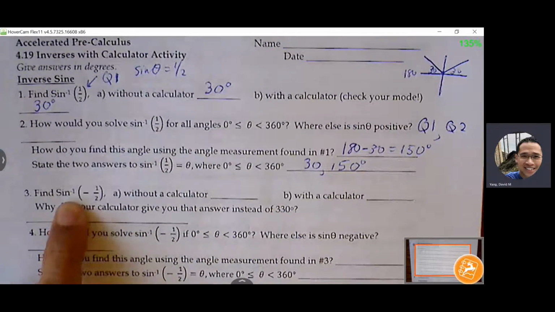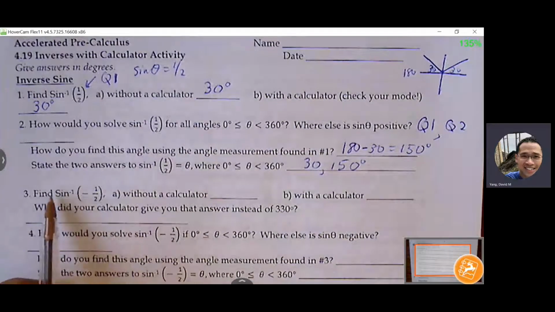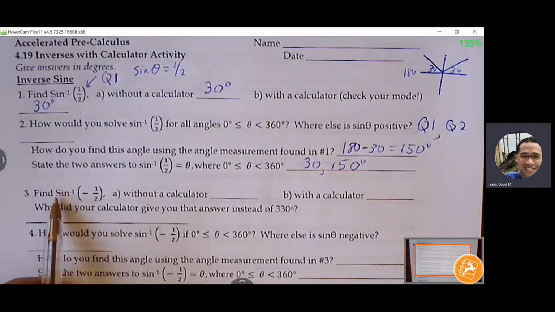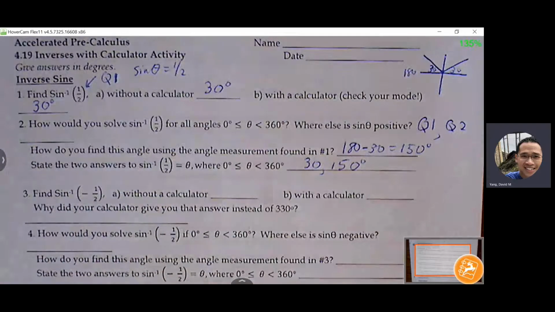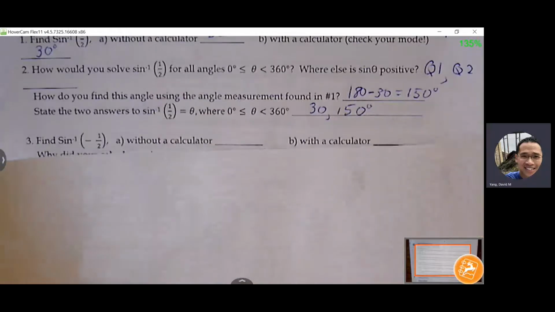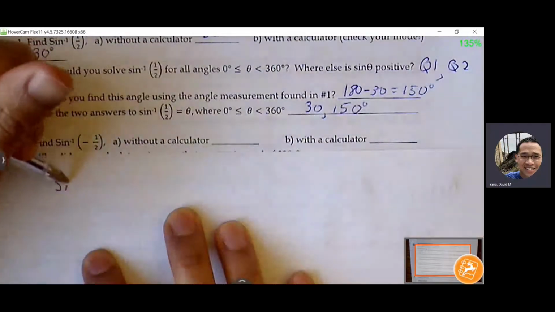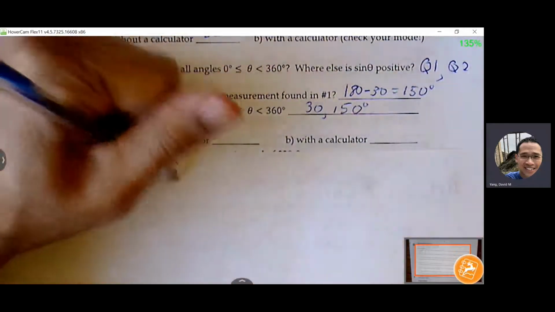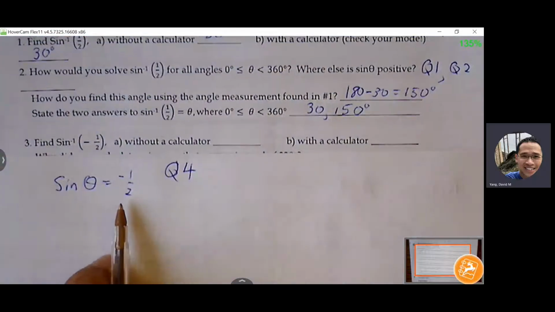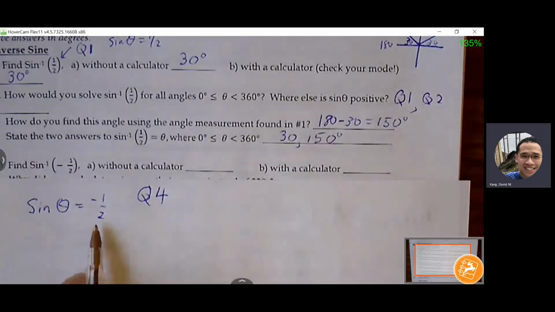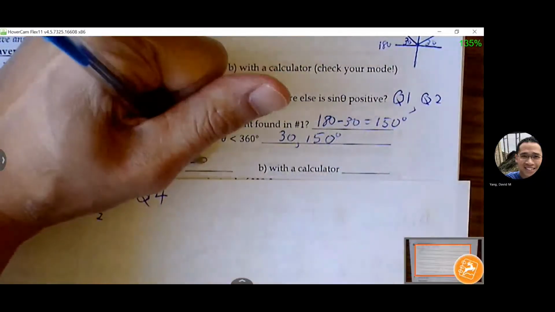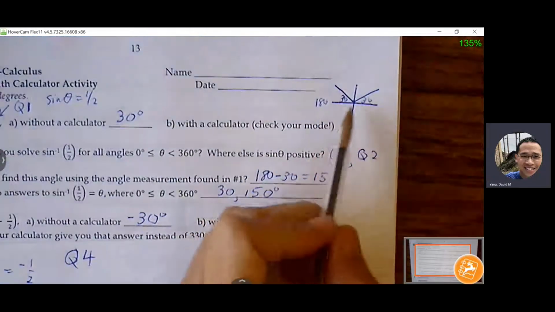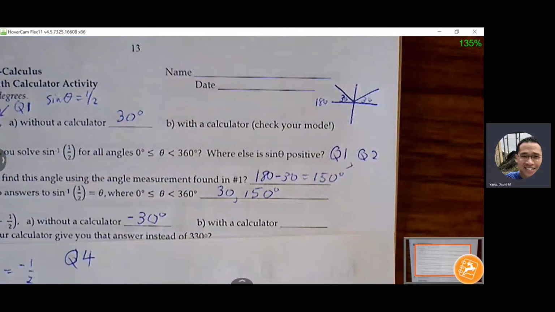Find inverse sine of -1/2 without a calculator. So now we're talking about reference angle, principal values, because you see the uppercase S. So what would you say? Right, fourth quadrant, right? You know it's going to be a variation of 30 degrees, but we're not going to say 330 degrees. We're going to say -30 degrees, right? Because remember, the fourth quadrant is always subtracting from 0, right? So either -30, -45, -60, or -90.